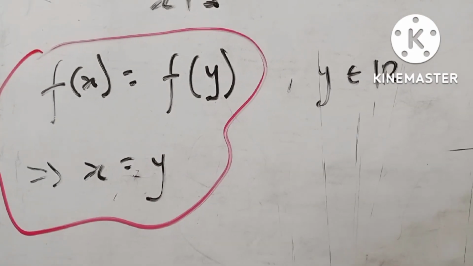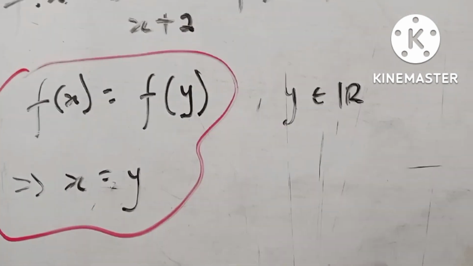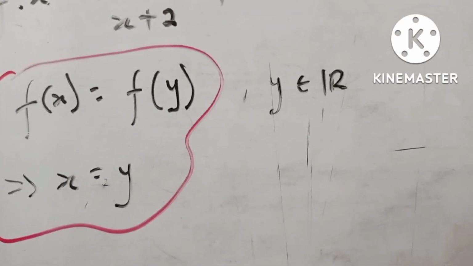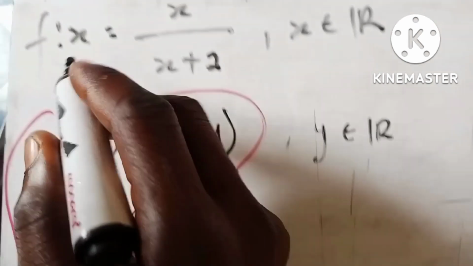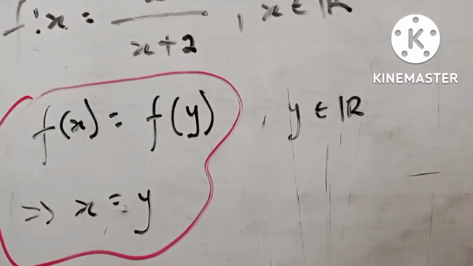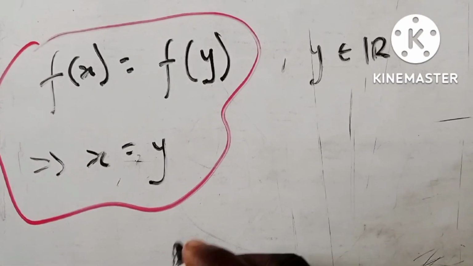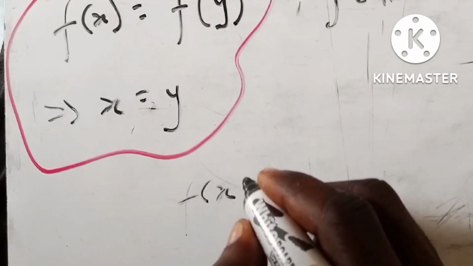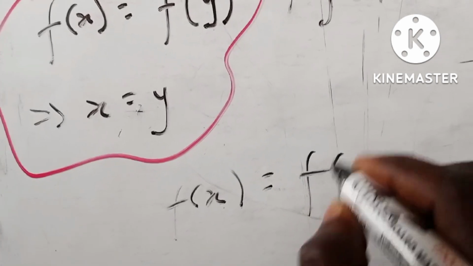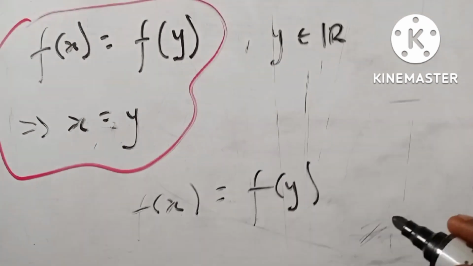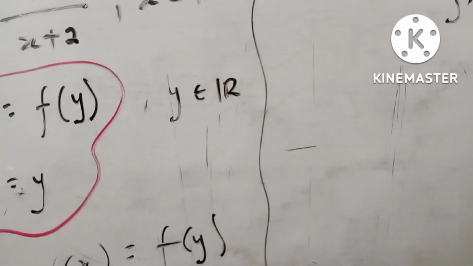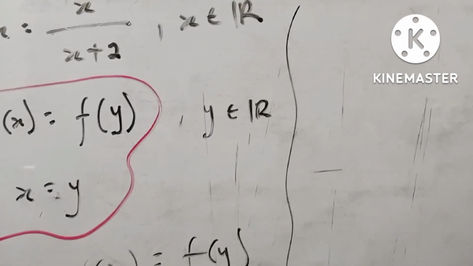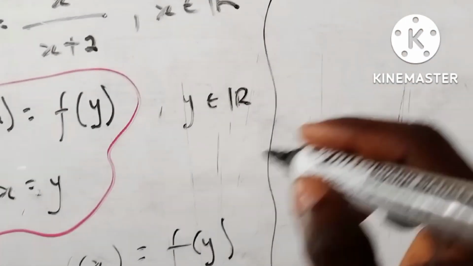So with this trick, let's use this idea to demonstrate on this function. Here, all that we are going to do is take f(x) equal to x over x plus 2. So f(x) equals f(y). Then what it means here is that we have the function being given. Let me start from this portion.